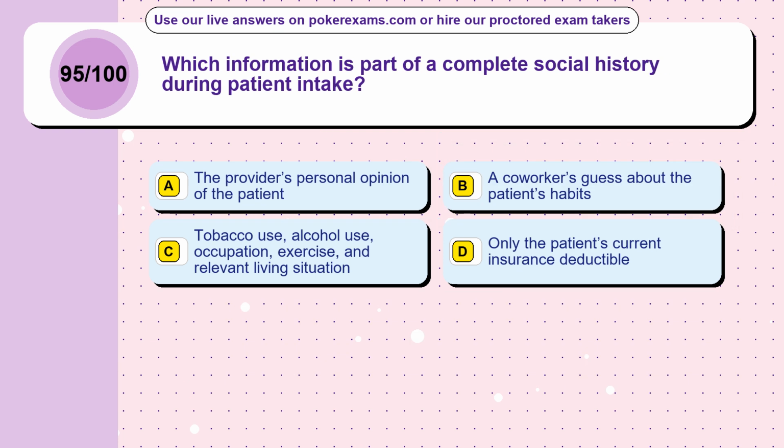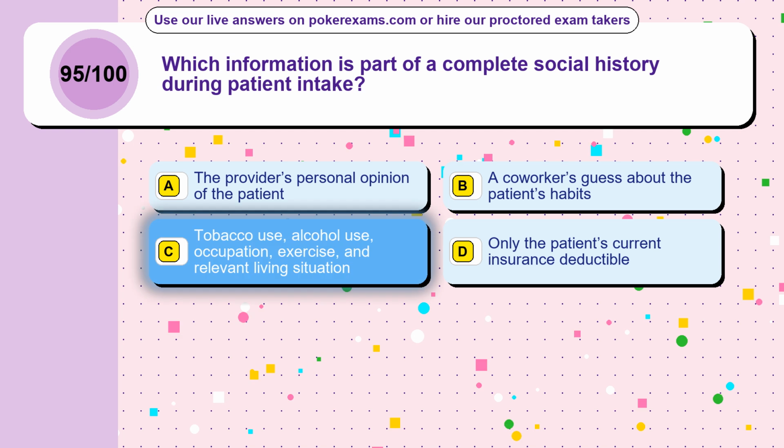Question 95. Which information is part of a complete social history during patient intake? Option A. The provider's personal opinion of the patient. Option B. A coworker's guess about the patient's habits. Option C. Tobacco use, alcohol use, occupation, exercise, and relevant living situation. Option D. Only the patient's current insurance deductible.